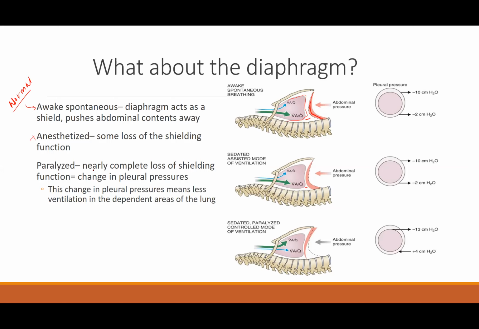Next, let's look at paralyzed. Like I said, the diaphragm is a muscle. So when it's paralyzed, it almost completely loses its shielding function. And what that does is, and you can see this in the depiction, the diaphragm really sort of slumps back and starts taking up some of the space that the lungs had otherwise.